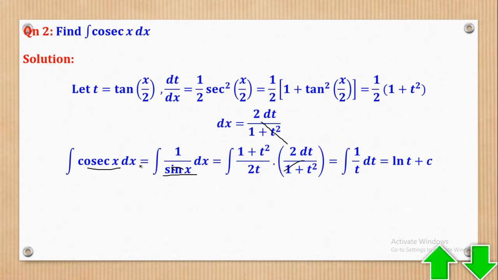Therefore, simplifying, this and this cancel, and this 2 also cancels, so you remain with 1 over t, and integrating 1 over t gives you ln t. But remember, you are the ones introducing the t, so you come and substitute for t to get ln of tan x over 2, plus a constant.